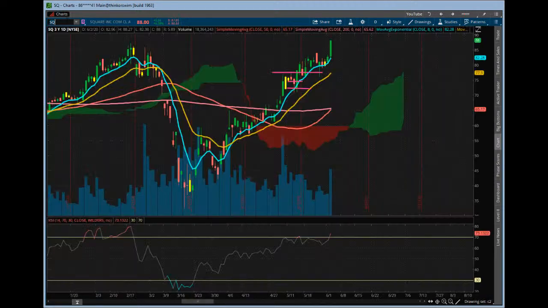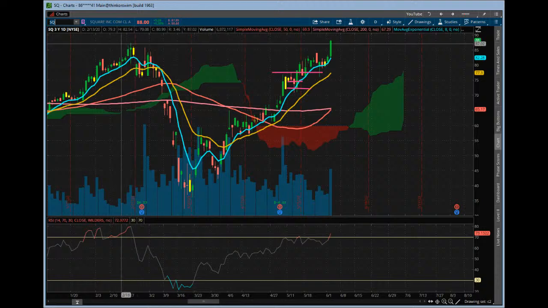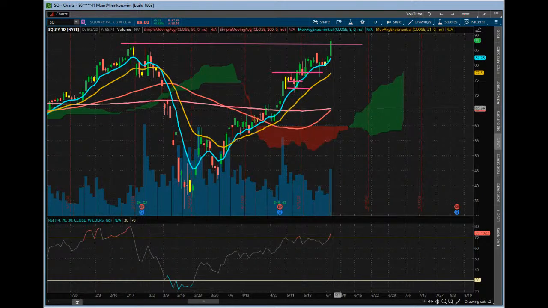Square. Very nice move today on Square. So it cleared the recent highs right here on great volume. Looks good into tomorrow, right? It looks like you're about to get a golden cross here on the 50 and the 200. So that looks really super strong going into tomorrow as well. And let's take a look, see what else we got.